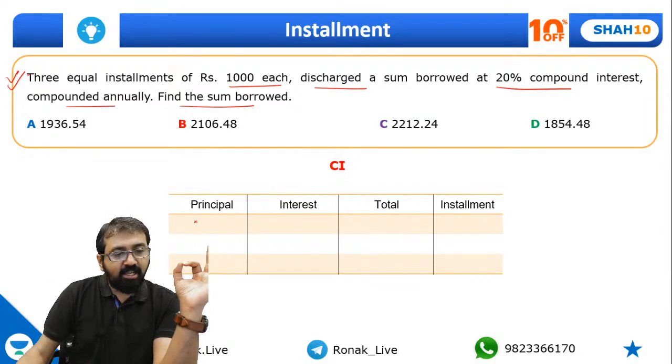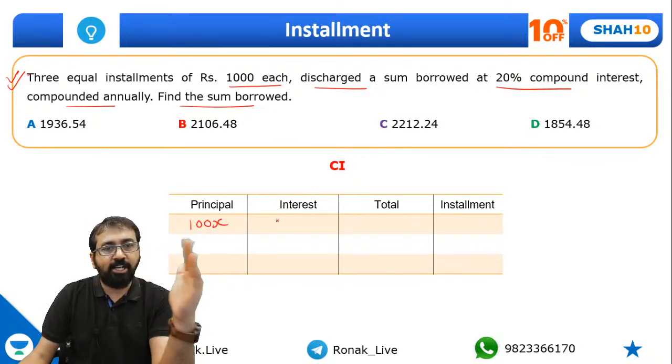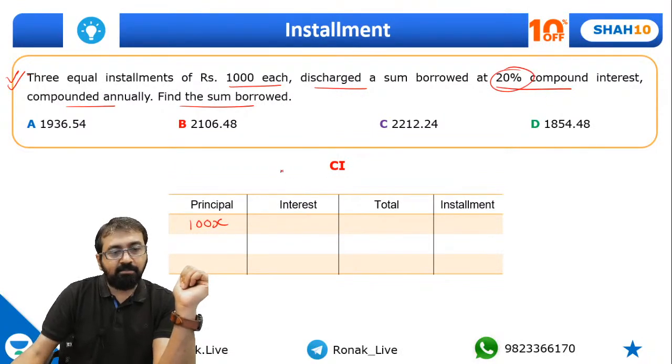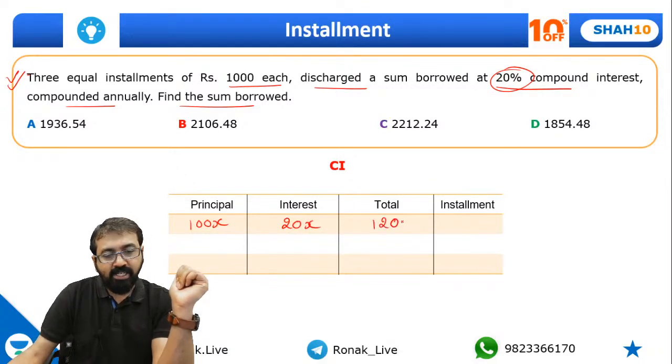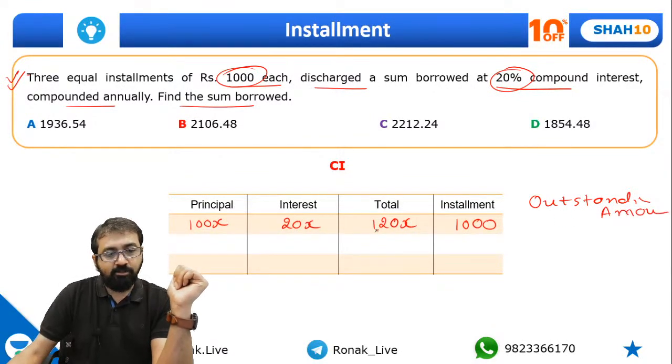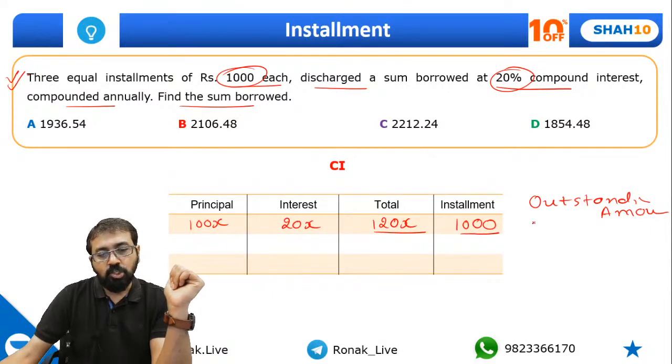Suppose I borrowed a principal of 100x. Instead of x, I am taking 100x so that things do not get into decimals. The rate of interest is 20% per annum. So can I say interest will be 20x? So the total will become 120x. Now what is the installment that I'm paying? I'm paying 1000 rupees installment, right? So what is the outstanding now, the outstanding principal or outstanding amount? Can I say it will be 120x minus this installment? So 120x minus 1000, this is the outstanding.